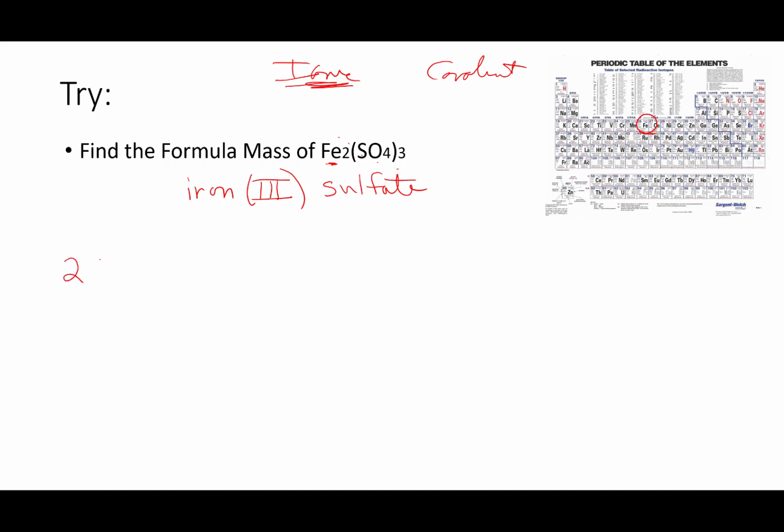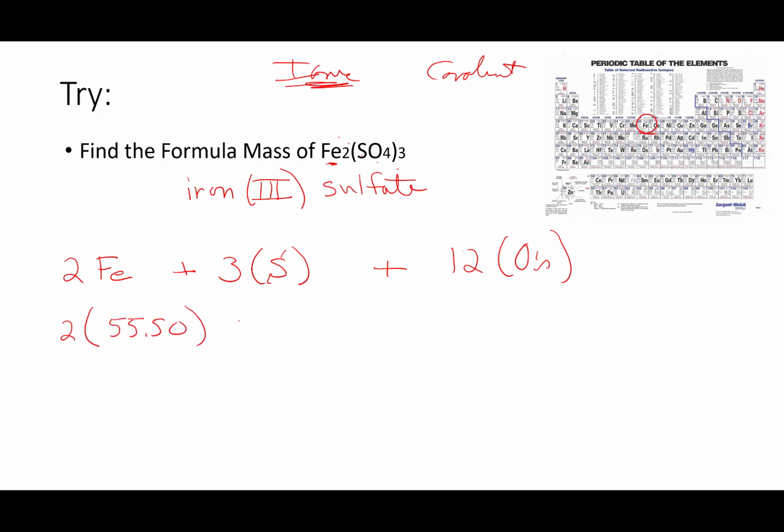Okie dokie, I've got 2 irons plus how many sulfurs? 3 applies to everything in parentheses, 3 sulfurs, plus how many oxygens? This can get tricky. 3 times 4, we're multiplying, 12 oxygens. Yeah, it's easy to miss that, 12 oxygens. So iron on the periodic table, when I look it up, is 55.50. Sulfur on the periodic table is 32.07. And oxygen, I know by heart because we use oxygen so much, 16.00.